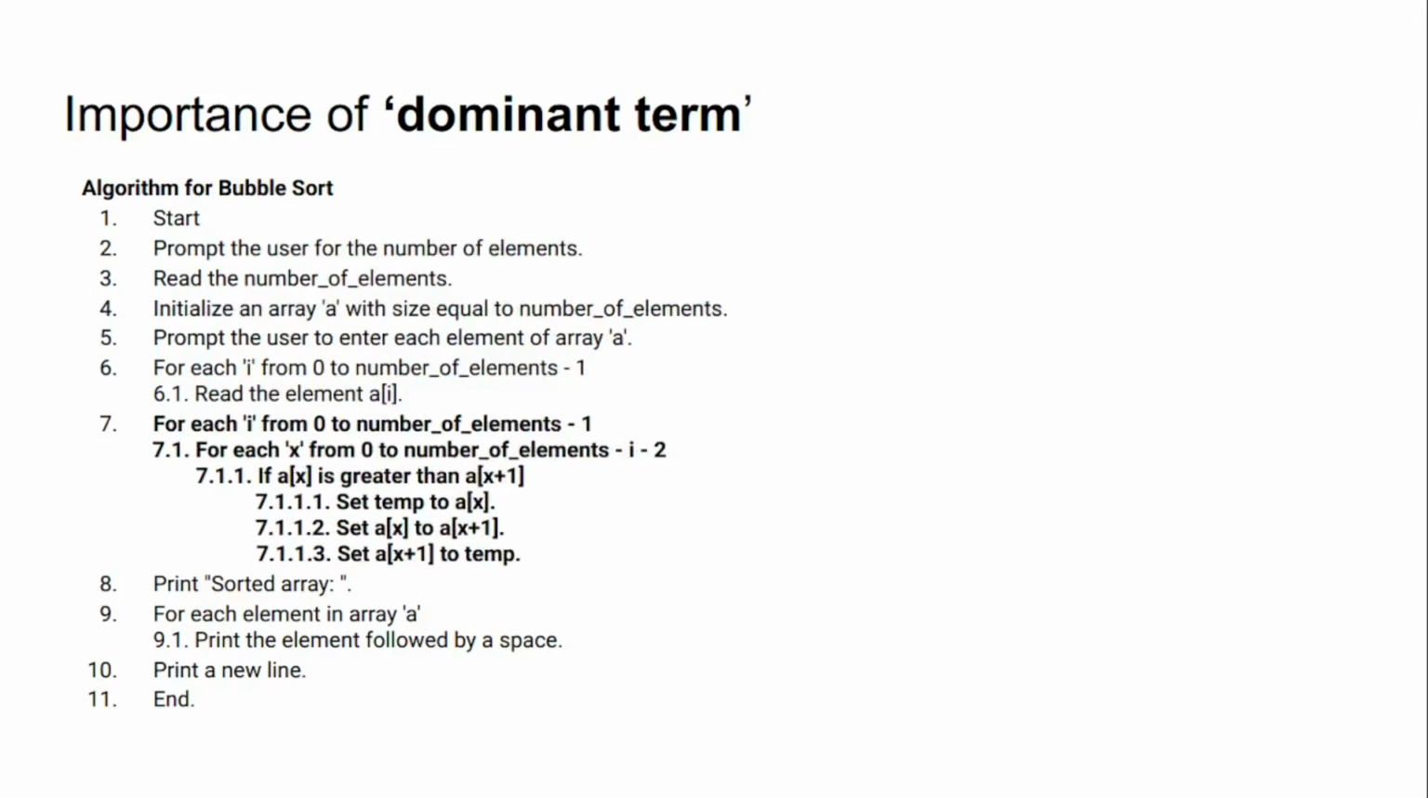Next comes the heart of our algorithm, the sorting. This is where the real action happens, and for bubble sort, it's all about those nested loops. They compare and potentially swap elements until everything is in order or sorted.